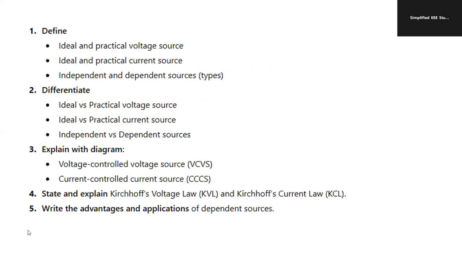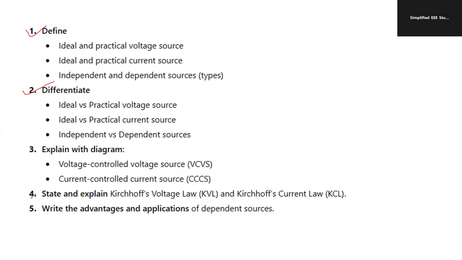So here you need to study the difference between ideal and practical voltage sources, and also ideal and practical current sources. Study with the equivalent circuit, then dependent and independent sources. These are the things you need to focus on. The question may come like: compare ideal and practical voltage source, compare ideal and practical current source. What are the differences between independent and dependent sources? What are the notations? So explain with the diagram of voltage controlled voltage source and current controlled current source.